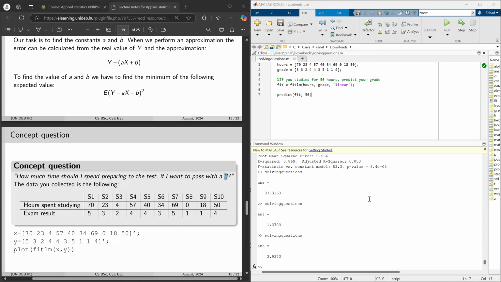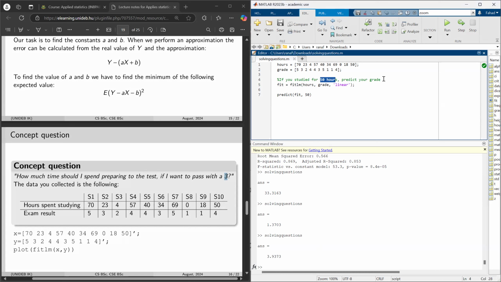When do we know when order matters? See, you are given something. It is, if you studied for 50 hours, then predict your grade. So hours is given, right? This array is given, so we pass in the given one first. If the grade is given, we pass in the grade first.